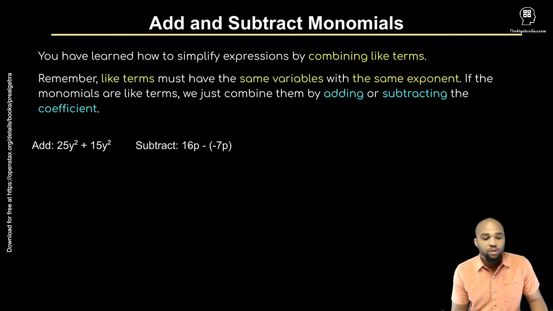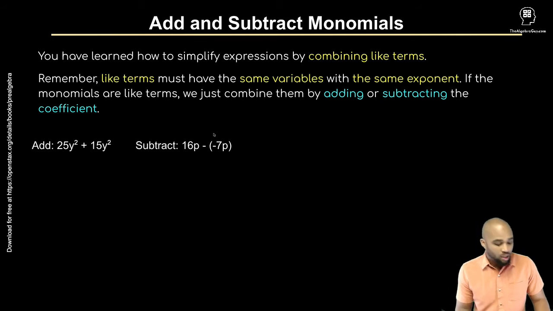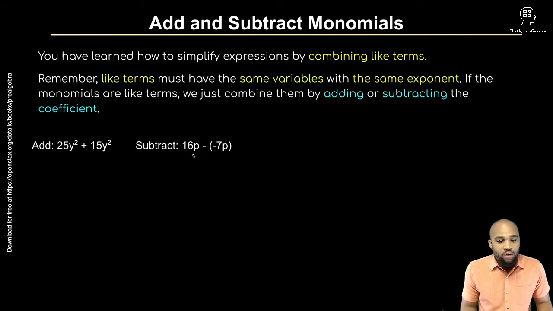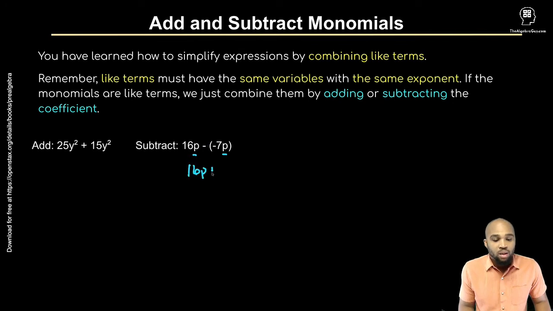All right, what about this one with subtraction? Well, you're going to do the same thing. We notice that we have a p and a p. They're both the same term, so the coefficients can be added together. Now, be careful, right? Because you have this minus and negative. Anytime you have that, what do we need to do? Good. I hope you're saying we need to change it to addition, because minus a negative is the same thing as saying we have 16p plus 7p.